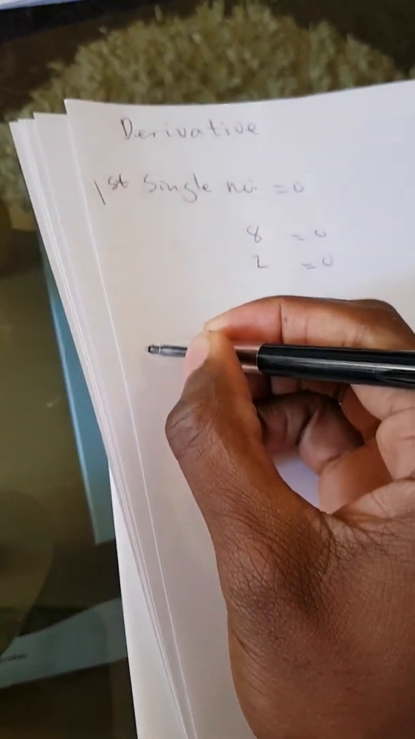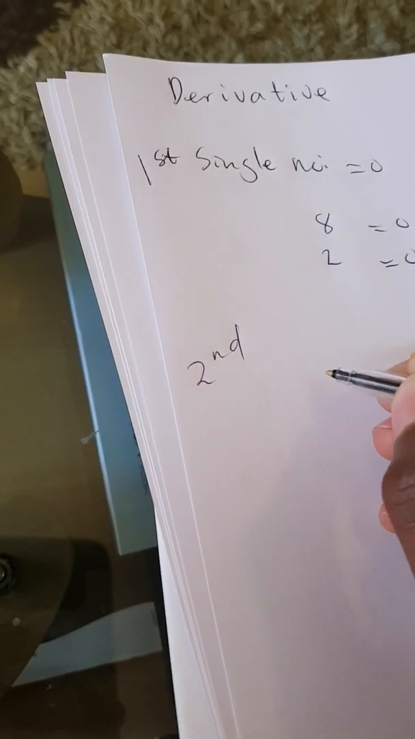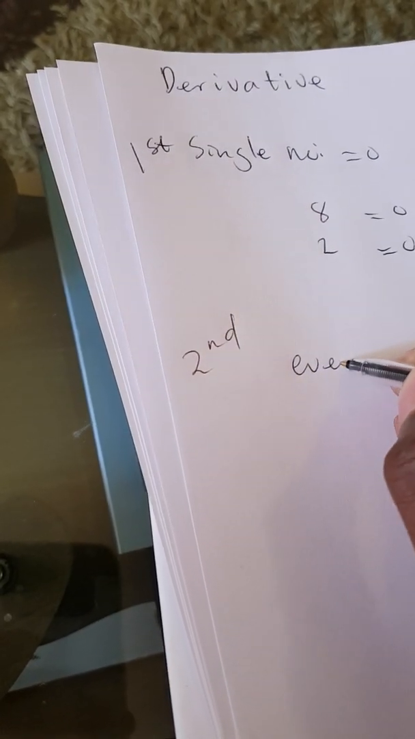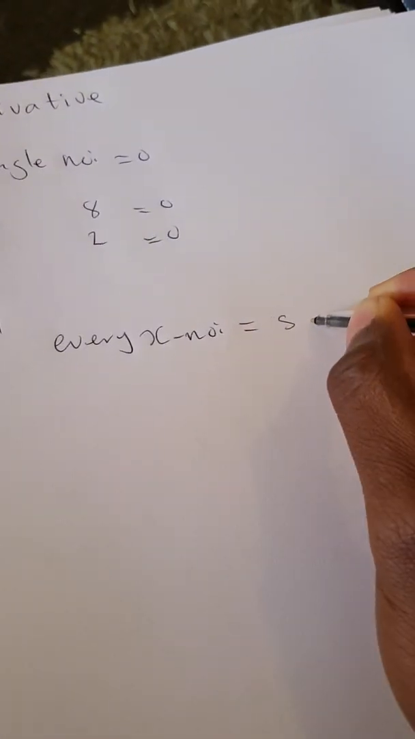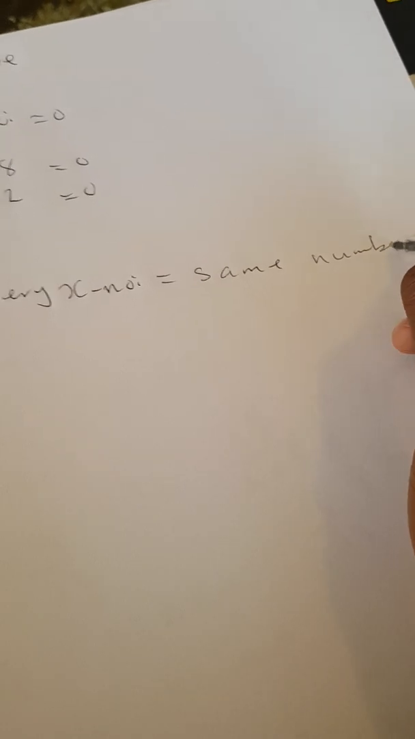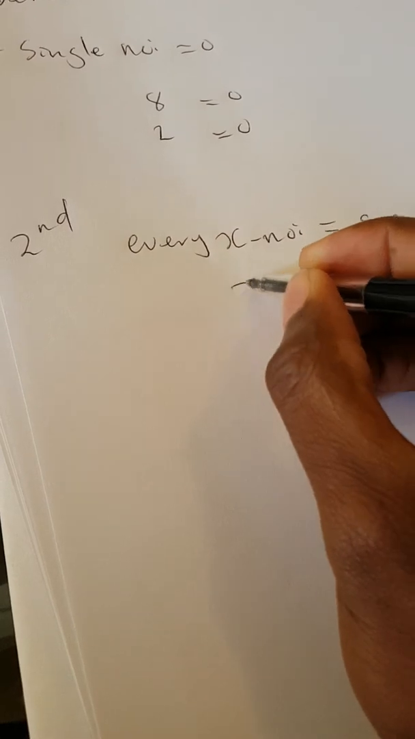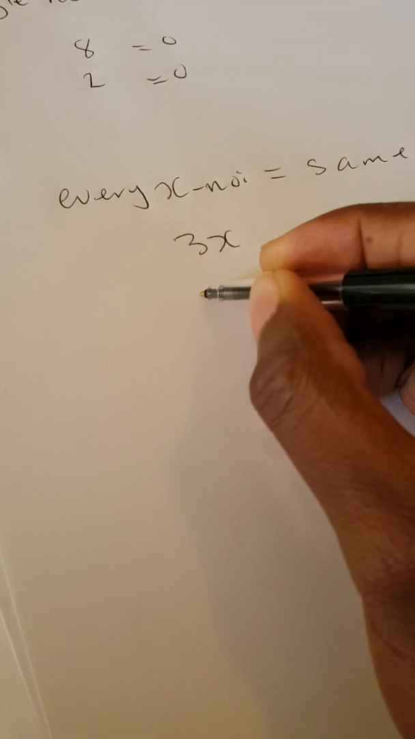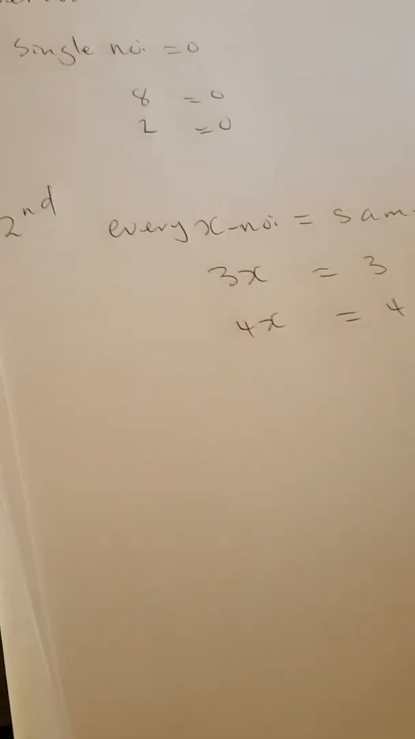And secondly, we're gonna say every x number is equals to the same number. So every x number is equals to the same number. If I say 3x, what will be the answer? The answer will be 3. If I say 4x, the answer will be 4. So this is how you derive.